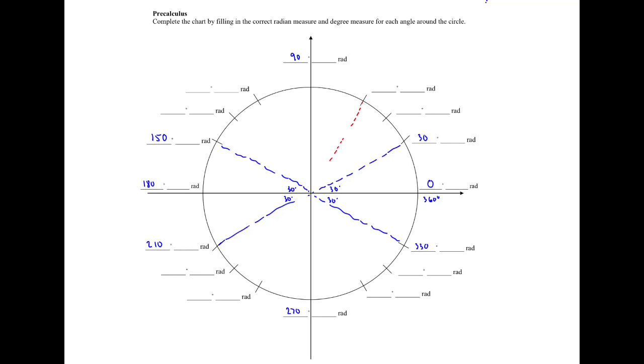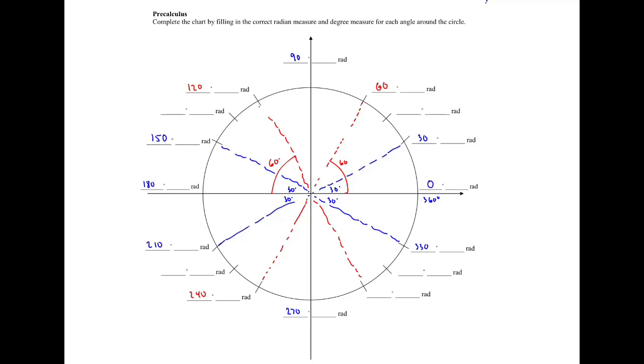So here's your 60. So this angle right here is 60 degrees. And so this one represents 60 degrees. And so that's 60, but we're 60 away from 180, so that's 120 degrees. And then you'll do the same thing on the rest of these. So 60 away from 180 would be 240 degrees. And then 60 away from the 360 would be 300 degrees. So those are your 60 degree reference angles.